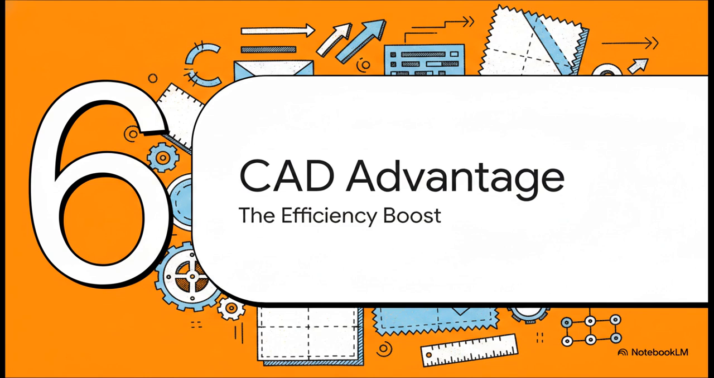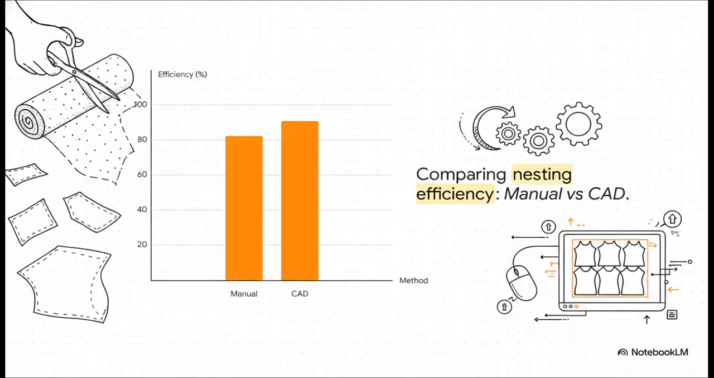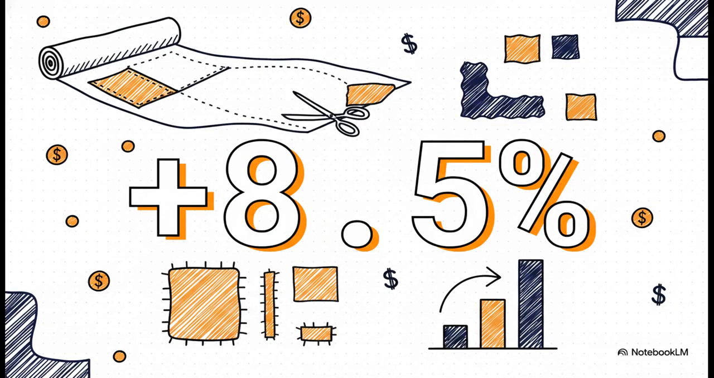Finally, Section 6, the CAD efficiency advantage. So, what does this technological upgrade actually yield in hard data? When you put them head-to-head, a really skilled manual planner achieves around an 82.5% efficiency rate on average. But when you flip the switch and deploy CAD AutoNest software, that efficiency gets pushed to an absolutely incredible 91%. That is an 8.5% direct improvement in your fabric utilization. Just let that sink in for a second.